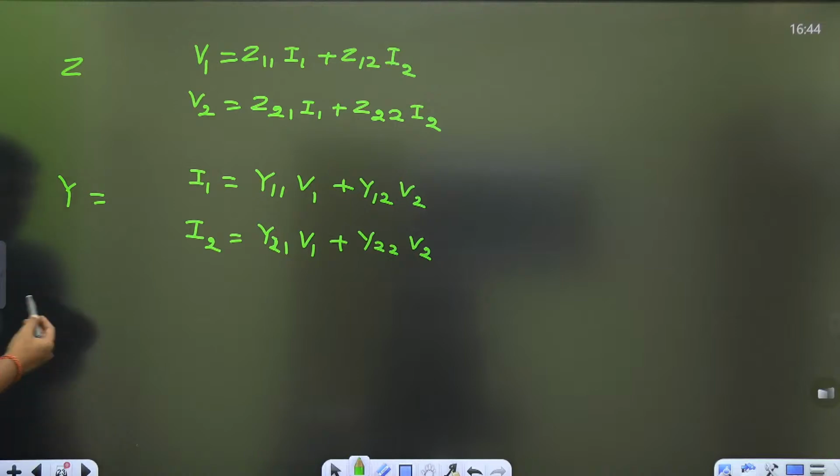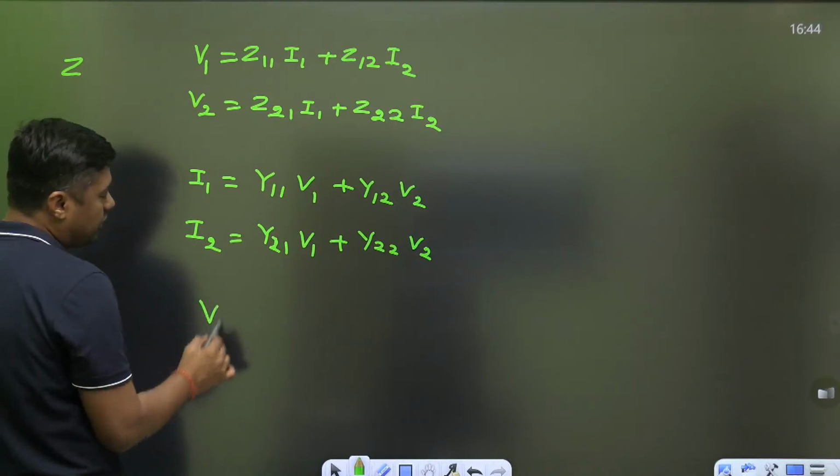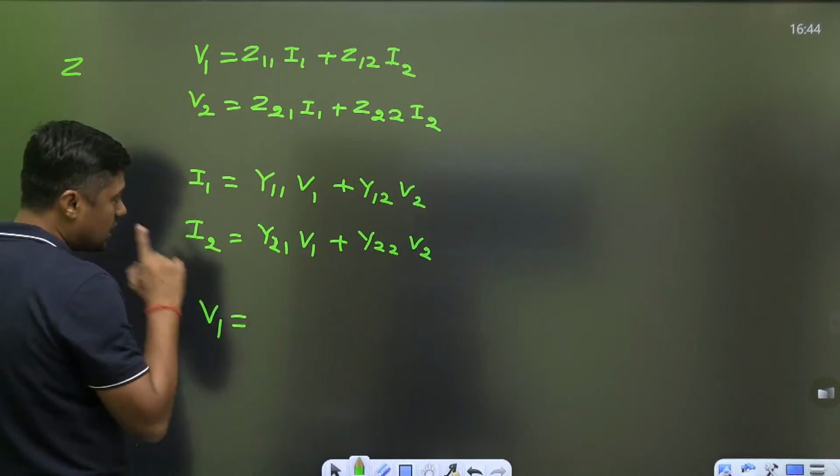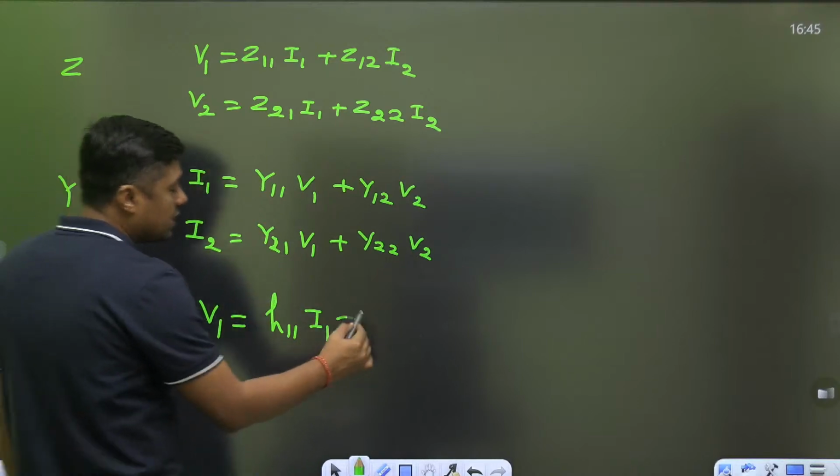And then what? Third parameter, I am writing the hybrid parameter. You have to remember the hybrid parameters. Here the first variable is what? V1. तो थोड़ा सा 3-4-5 टाइम्स प्रैक्टिस करो, हो जाएगा. H11 I1 plus H12 V2.